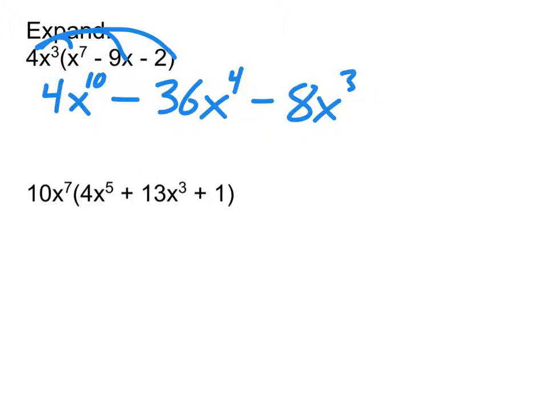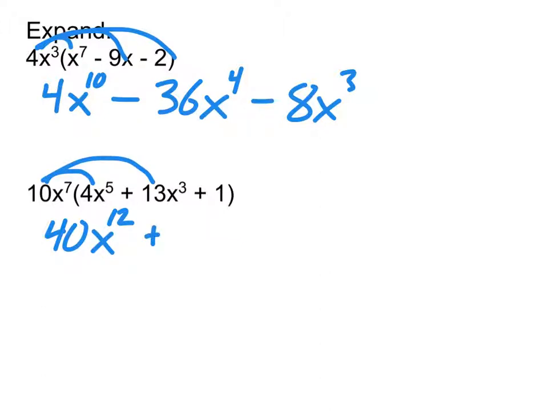All right, now for the second one, we're going to repeat that same process. I'm going to multiply the first term by the number outside. So I do the 10 times the 4, which gives me 40. And then x to the 7th times x to the 5th gives me x to the 12th. Because remember, when I multiply the x's, I add the exponents. All right, next up, I got a plus.